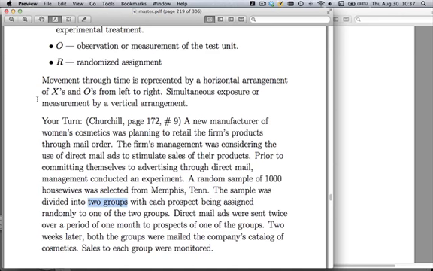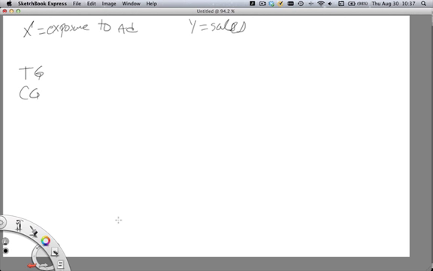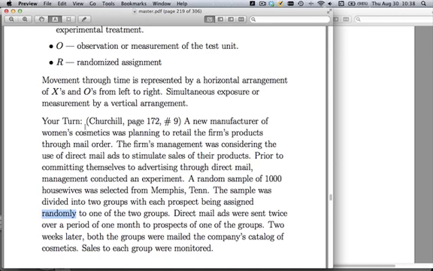Now, how did people get into these two groups? The way they got in was random assignment. So with each prospect being assigned randomly. So that word randomly is really important. What that tells us is I can stick an R right here. So using random assignment, we assign people to the two groups. Then let's see what happens next.